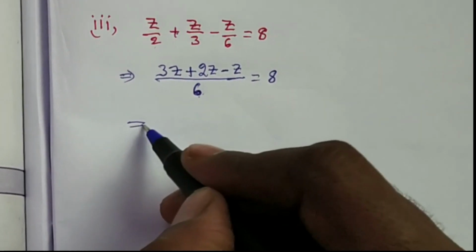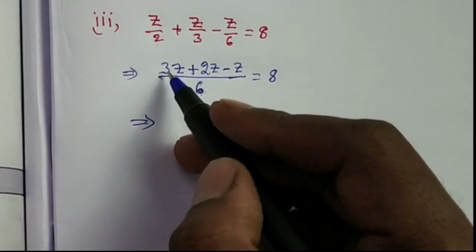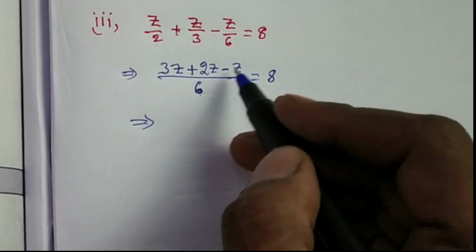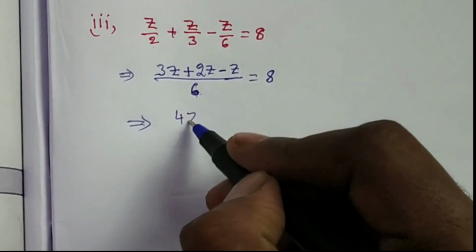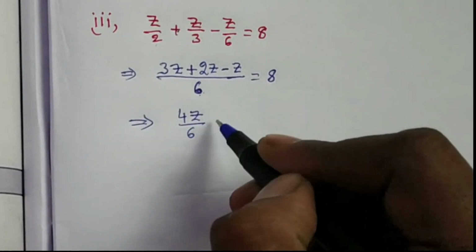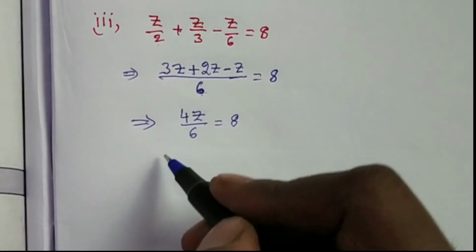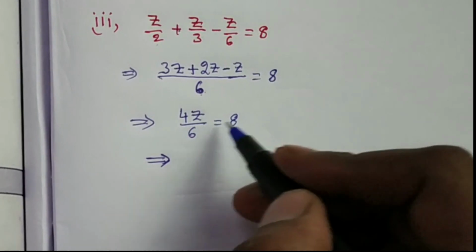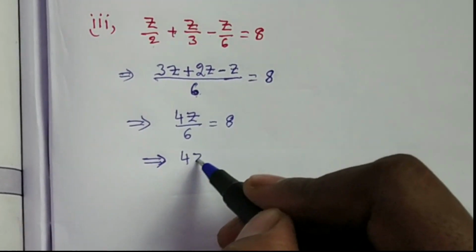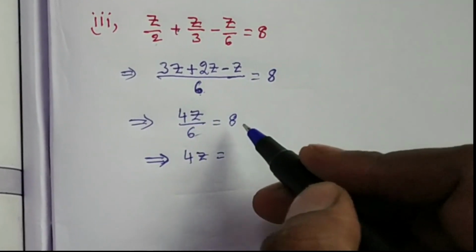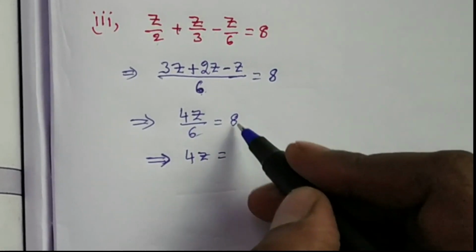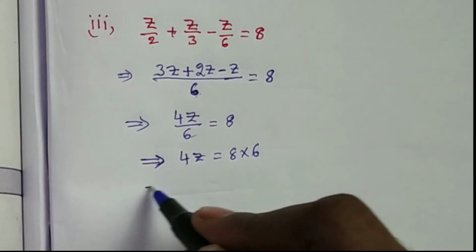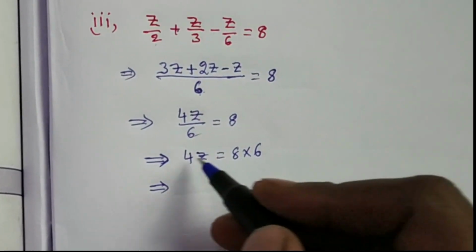Simplify the numerator on the left hand side. 3z plus 2z is 5z, 5z minus z is 4z, by 6 is equals to 8. Now you send 6 to that side, then 4z is equals to 8 multiplied by 6. 8 into 6, don't multiply it, just leave it like that.